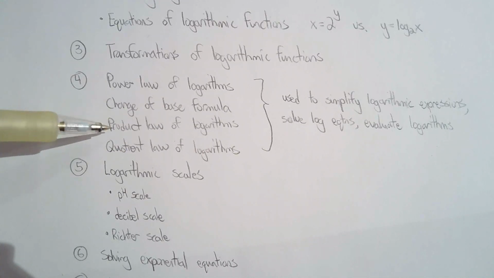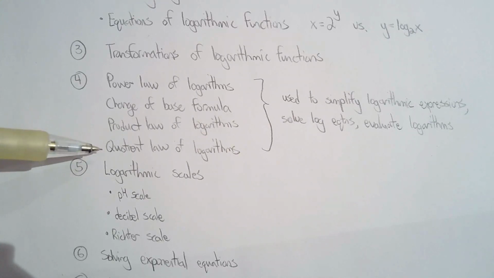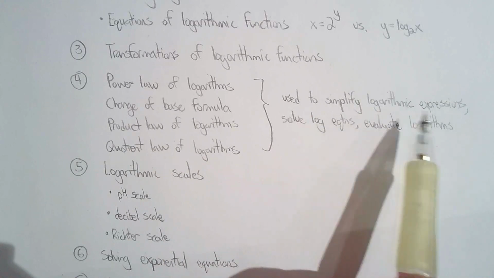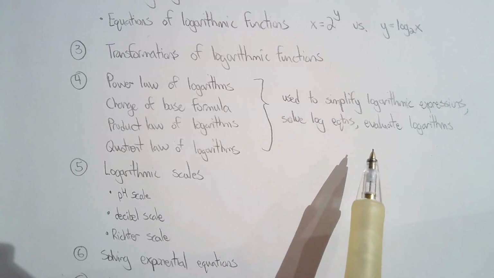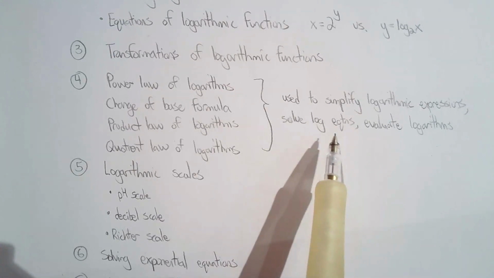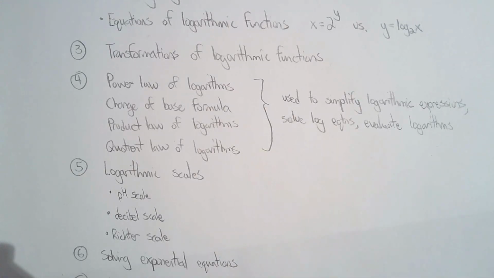You want to relate the product law of logarithms with the product law of exponents. And lastly, you want to relate the quotient law of exponents with the quotient law of logarithms. So why do we learn these tools? Because they help us simplify logarithmic expressions. They can help us solve logarithmic equations. In fact, they can also help us solve exponential equations as well. And they help us evaluate logarithms. So it's really important you know these tools because you'll use them. These are the algebraic tools you'll be using for the rest of the unit.